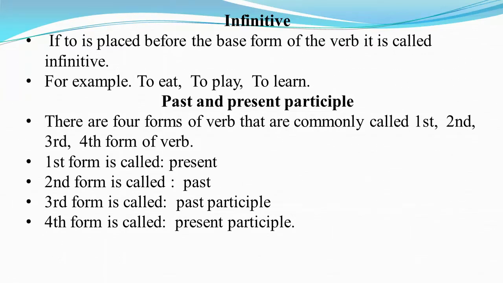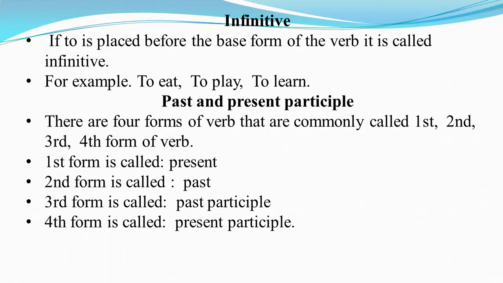Now we will discuss what is past participle and present participle. As you know, dear students, there are four forms of verbs that are commonly called first form, second form, third form and fourth or ing form of verb. These forms of verbs also have names as we all have. First form is called present, second form is called past, third is called past participle and fourth or ing form of verb is called present participle.